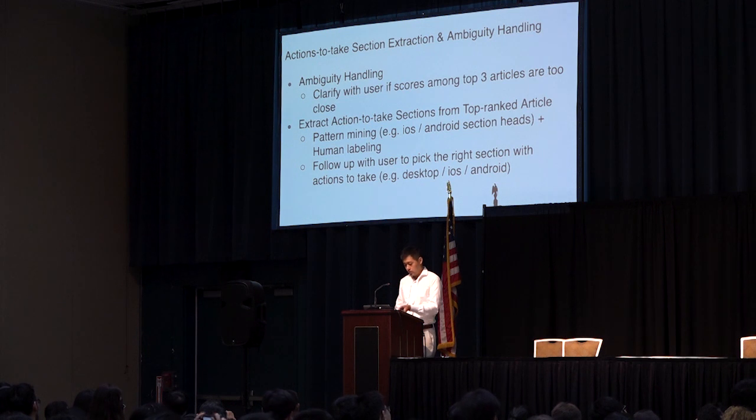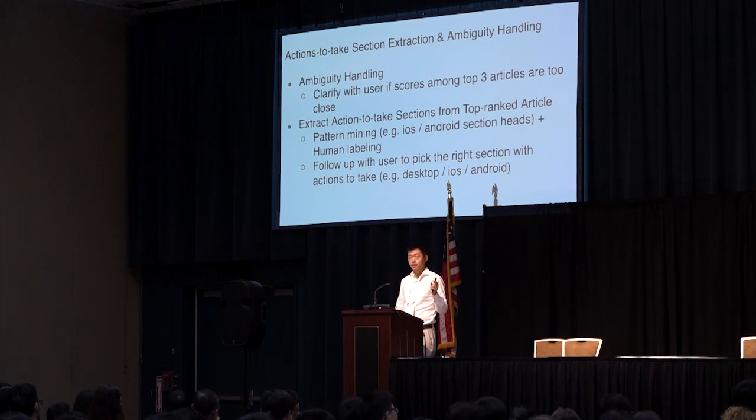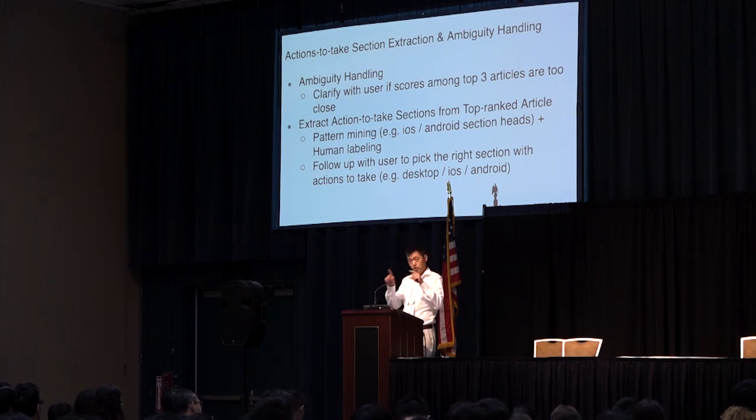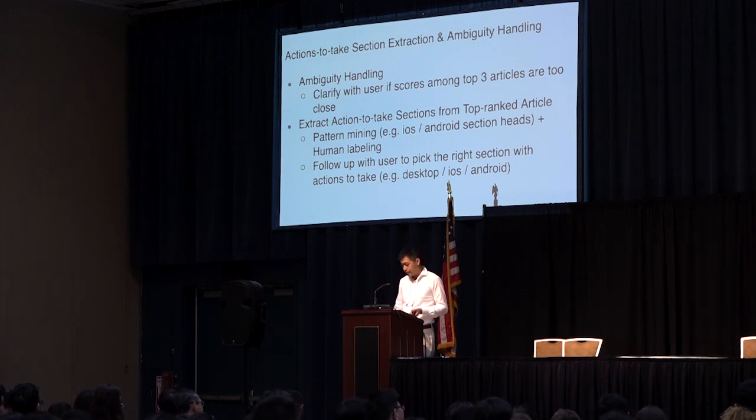And we also extract the action to take section from the top ranked article, right? We use pattern mining. If we know that the HTML contains iOS, Android, etc., we're going to extract that, and a human looks at it, making sure that it's extracting the right thing. That is how we do the preparation of all the articles that we have. And then finally, we follow up with the user.